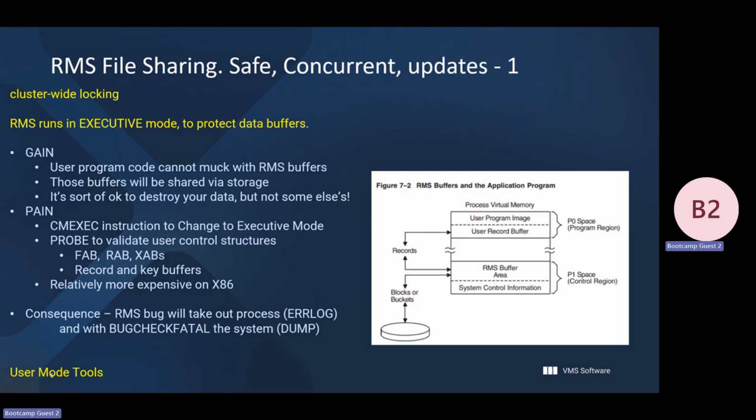Those buffers will be shared eventually, but through storage. If one process has a buffer and another needs the same bucket, it can write it out to the disk and the other can pick it up on the other side. So they will be shared, but not in a single buffer, except for global buffers. So it's sort of okay to destroy your own data and write all zeros over it, but you're not supposed to write over somebody else's data, and we solve that.